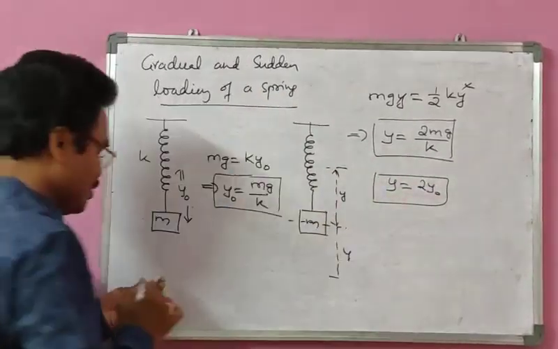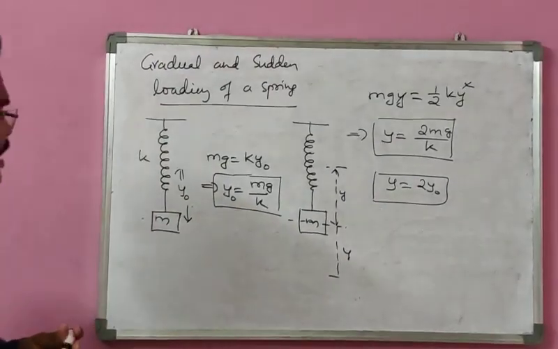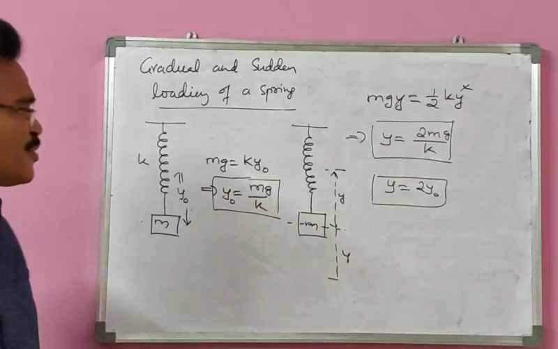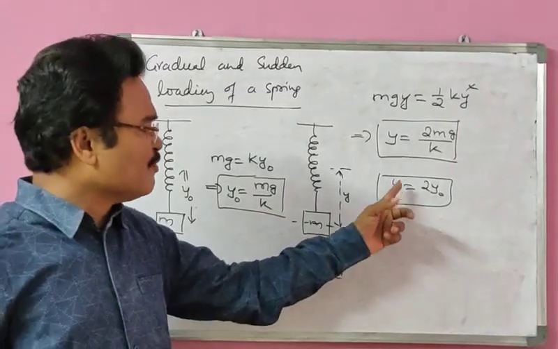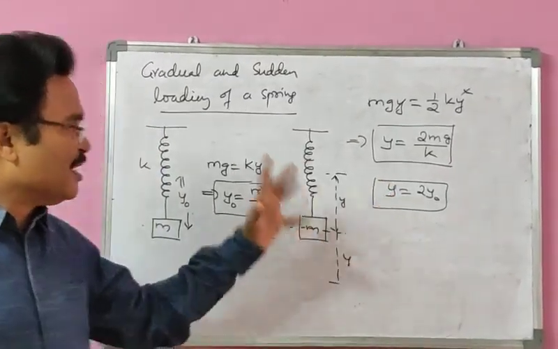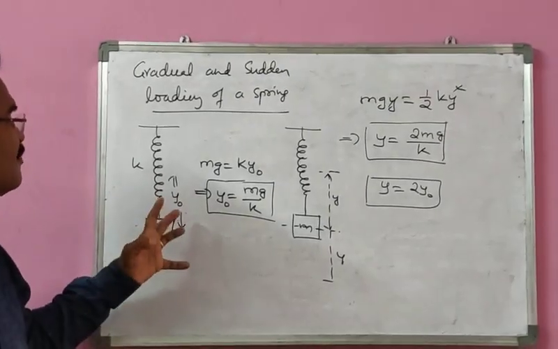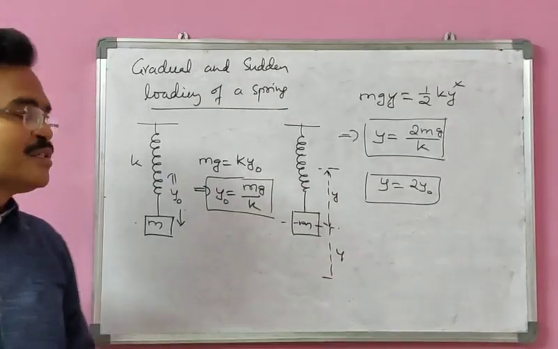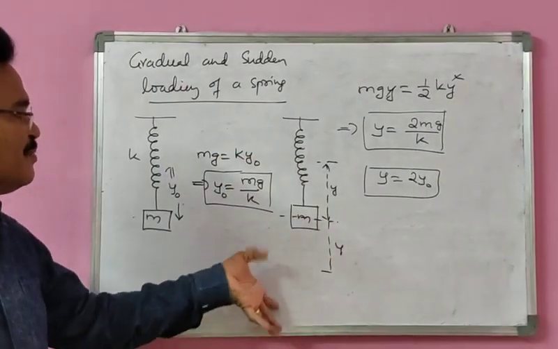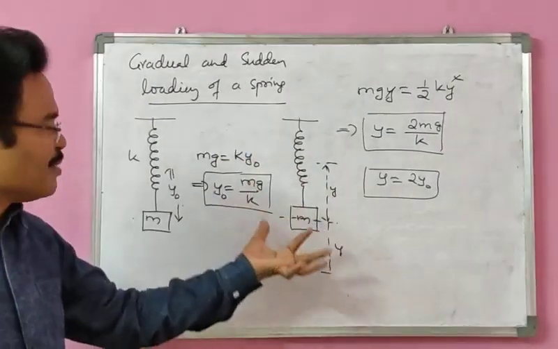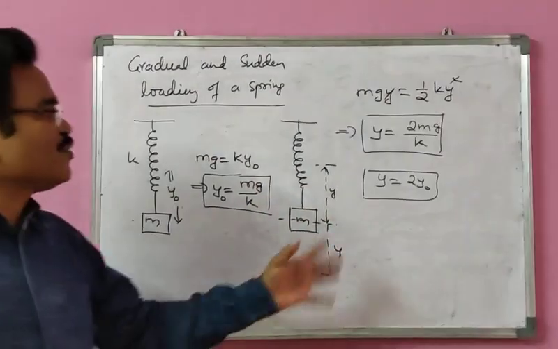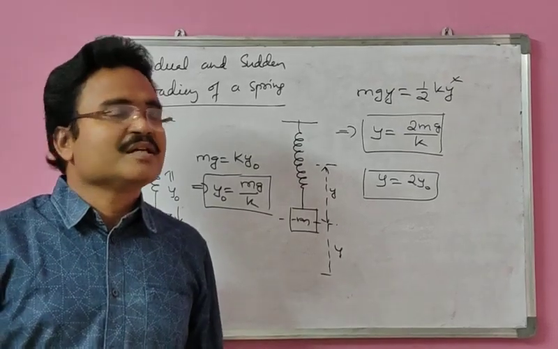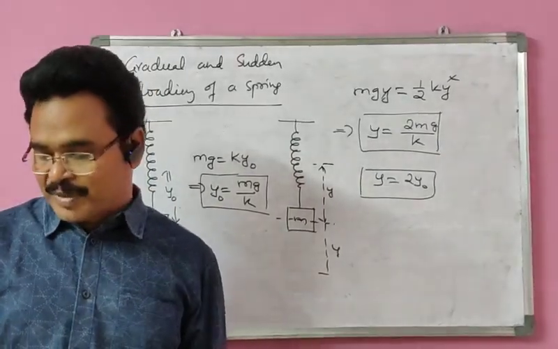When you load a spring gradually and suddenly, the relation between the elongations produced is given here. When you load it suddenly, the elongation is double that of the elongation produced in gradual loading of the spring. The oscillations make the block extend more. Hence we get the relation y equal to 2y naught. So this is the gradual and sudden loading of the spring.